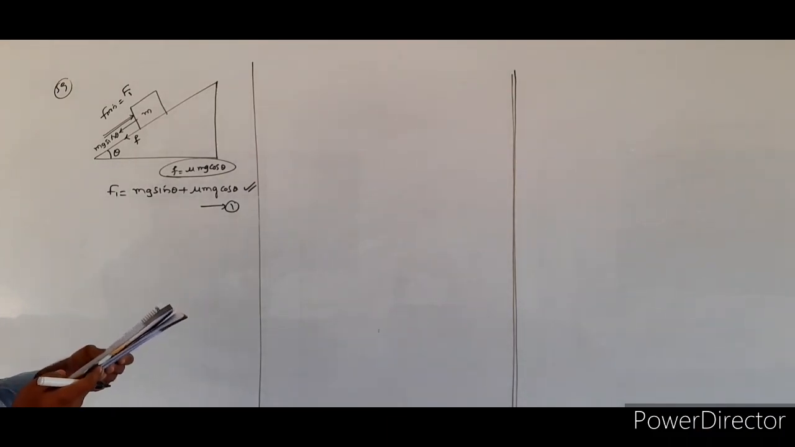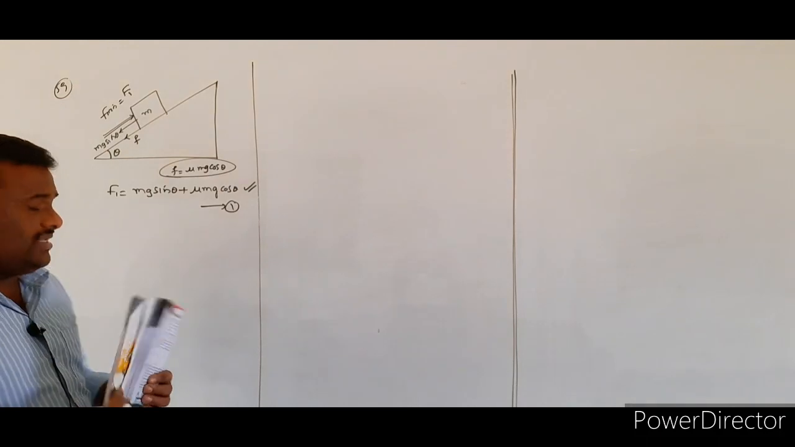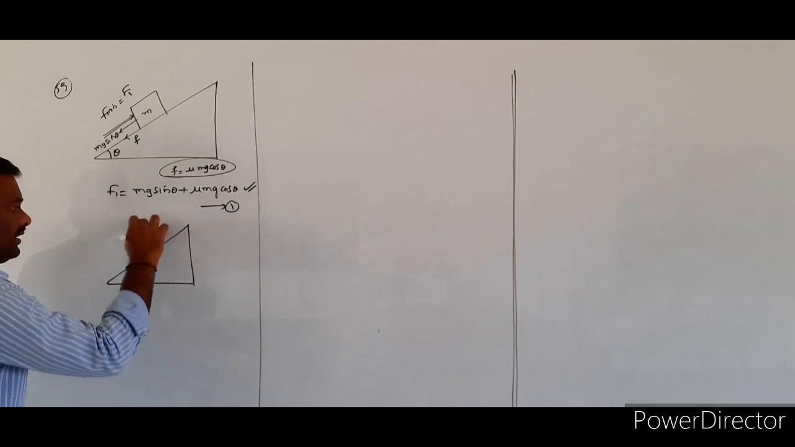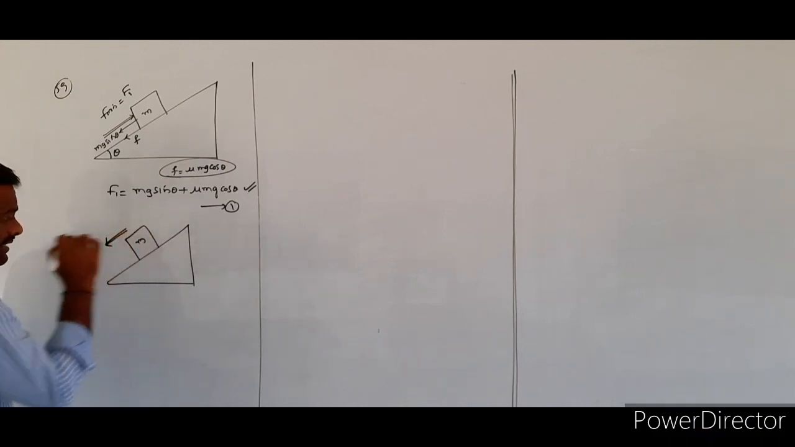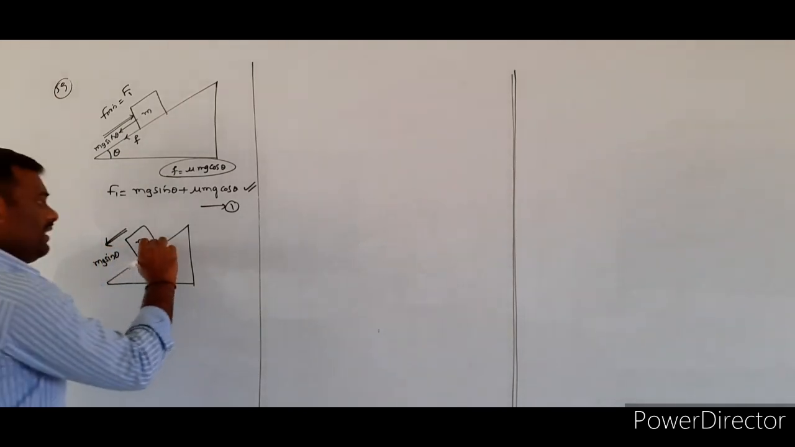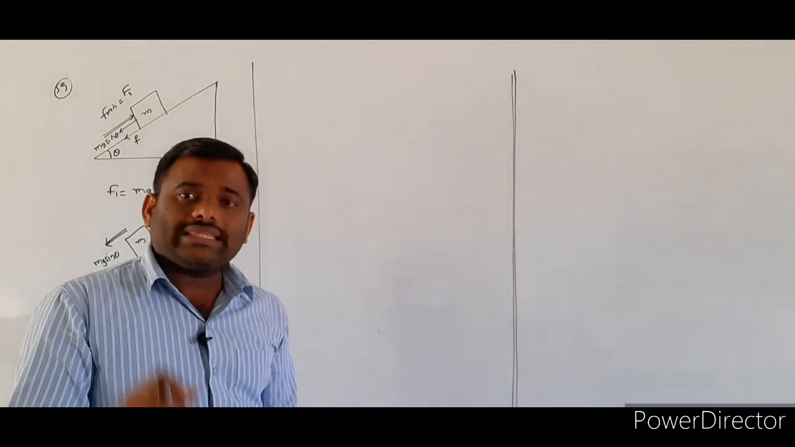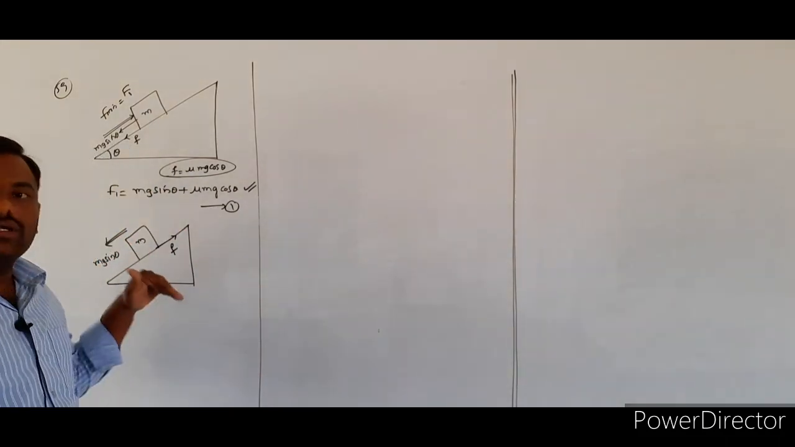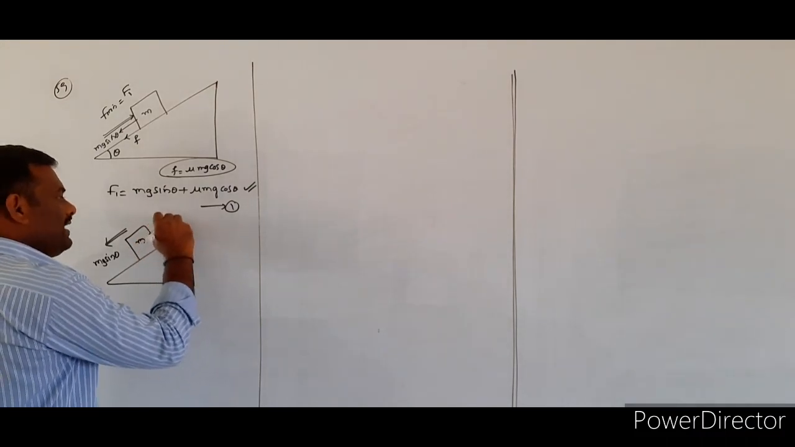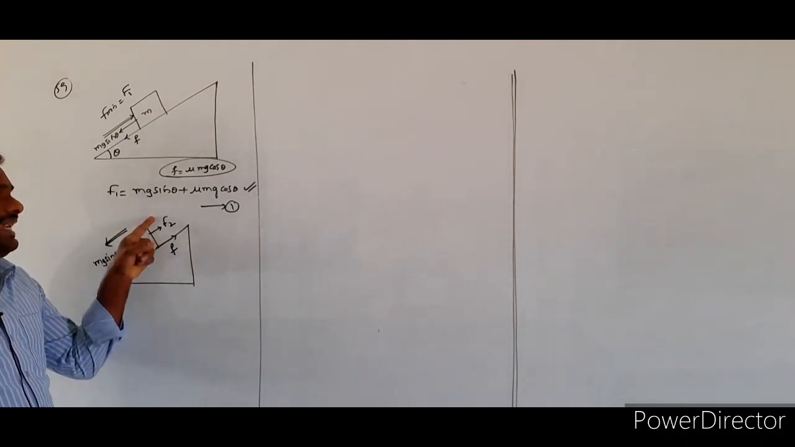In the second case, the minimum force needed to prevent it from sliding down, that means actually the body will be sliding downwards. Whenever the body slides downwards, mg sin theta will be acting in the downward direction and the frictional force will be acting in the upward direction. What they are saying is, to prevent its motion in the downward direction, in the upward direction we have to apply some minimum force. That minimum force applied in the upward direction will be taken as F2.